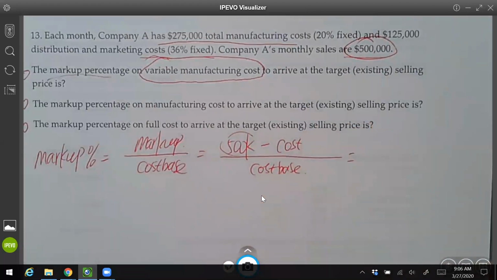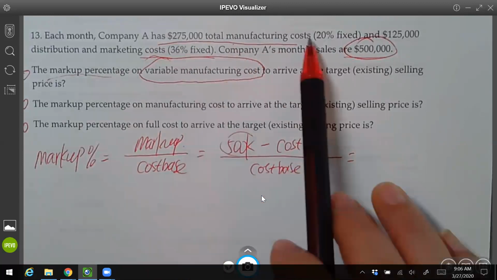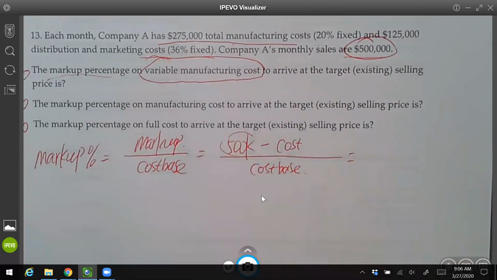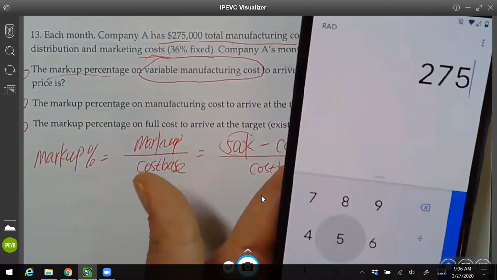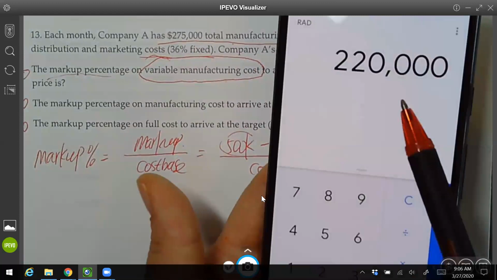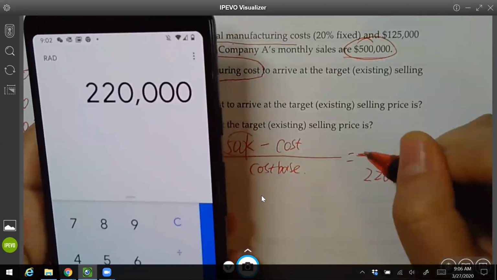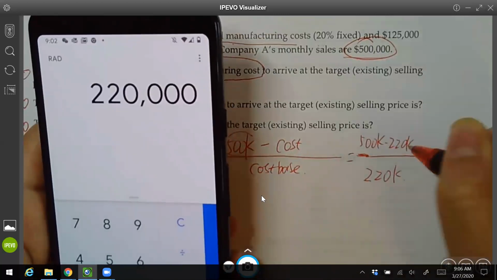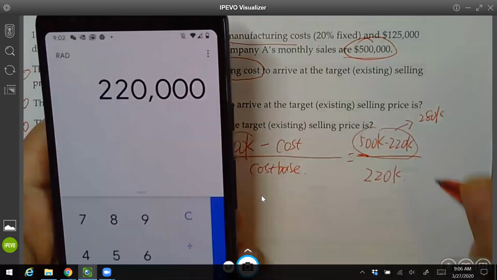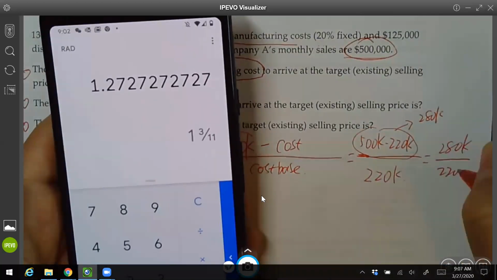In this question, we use variable manufacturing cost as the cost base. How do we get that one? Total manufacturing is 275,000. 20% is fixed, 80% will be variable. So 80% of 275,000 is our variable manufacturing cost, and this is our cost base: 220,000. Our markup will be 500,000 minus 220,000, so this markup will be 280,000. Our markup percentage will be 280,000 divided by 220,000, which gives us 127%.